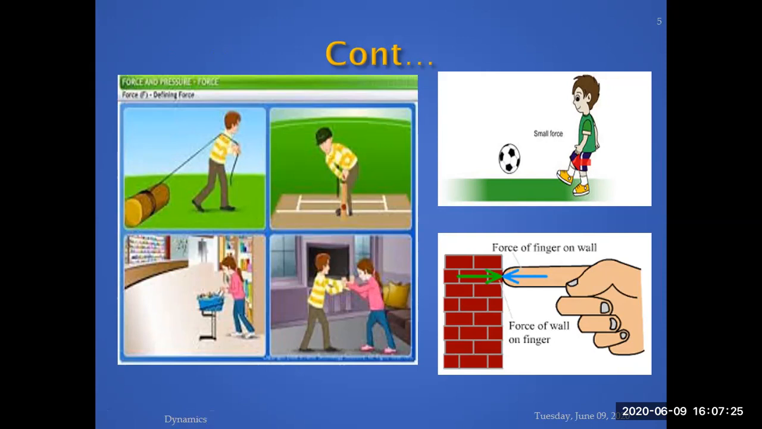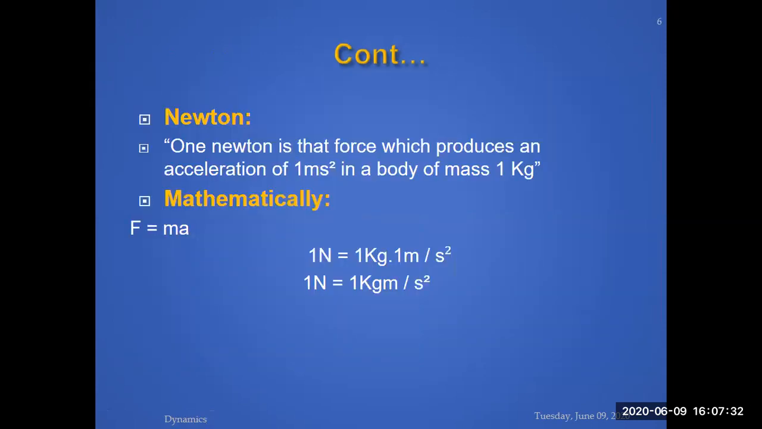These are different numbers of examples to understand how the force is applied and what the direction of the force is. Now, how will you define 1 Newton? 1 Newton is that force which produces an acceleration of 1 meter per second square in a body of mass 1 kg. Look, mathematically F is equal to ma.